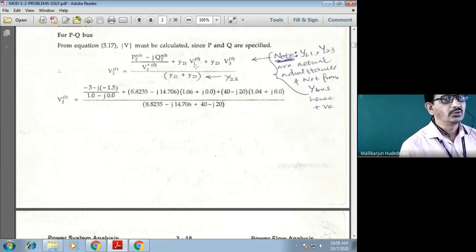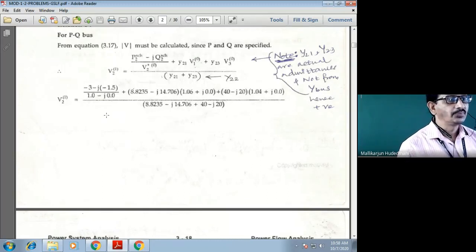Then I substitute V1. For Y23 it means V3 0. I did not calculate the third bus voltage yet because I am at the second bus. Hence it is an initial estimate. So you can see a note written here. Note: Y21, Y23 are not actual admittances and not from Y bus. Hence, they are positive. I wrote a comment over there. So, therefore, you must be careful when you refer to such solutions from different books.